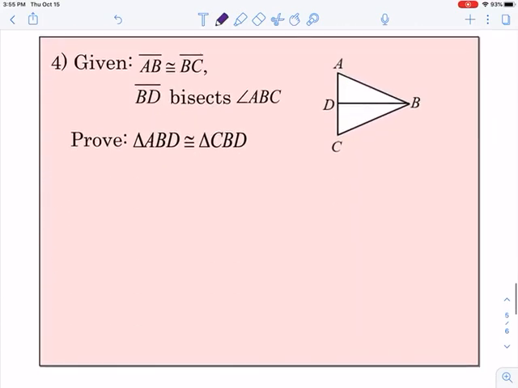Okay, 2 more. I'm given that AB is congruent to BC and that BD bisects angle ABC. And again, we want to prove that triangle ABD is congruent to triangle CBD. So again, I'm going to have my statements and my reasons.